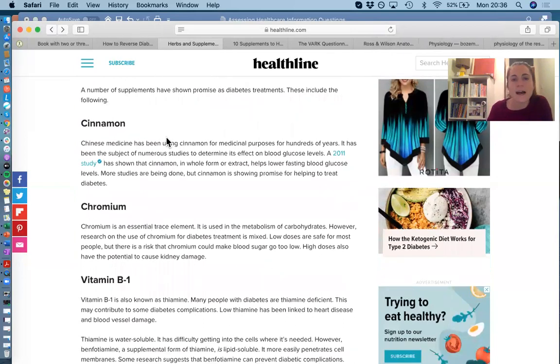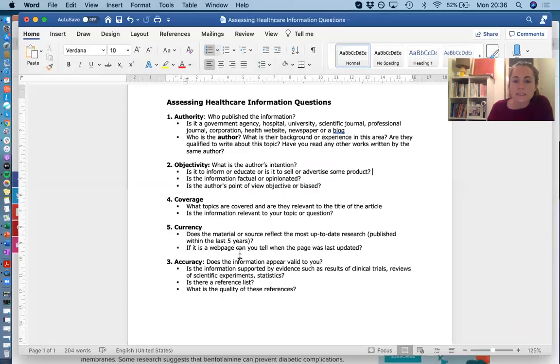So let me see. The last one here is, does the information appear valid to you? Is the information supported by evidence, such as clinical trials, reviews, or scientific experiments? Is there a reference list? And what are the qualities of these references? In terms of the quality of the references, this isn't something you'll be able to fully do yet. Some of you might already have done research methods training before, but for many of you, if you haven't, don't worry too much about this question. You'll be able to do it by the end of the year for some types of studies.